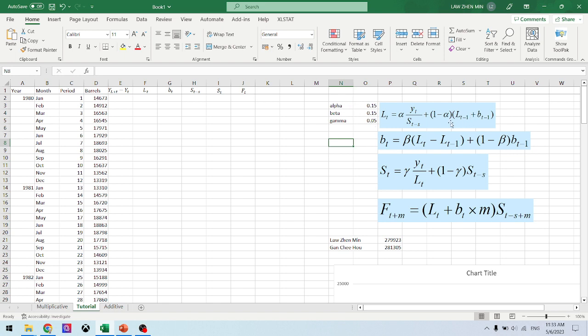Basically alpha, beta, and gamma are constants. When we look at all these formulas, you see that there is no root formula that you need to find, right? But no worry, we will show it step by step. So first, we need to identify the initial value for the level component.